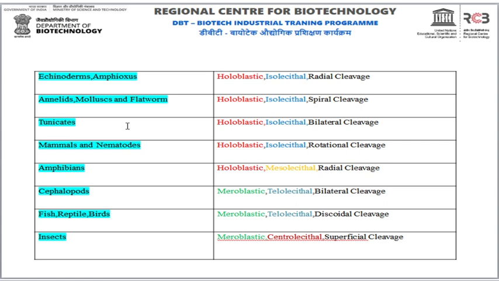Cephalopods have meroblastic bilateral cleavage. So tunicates have holoblastic bilateral cleavage, cephalopods have meroblastic bilateral cleavage, and fish, reptiles, and birds have meroblastic discoidal cleavage. Insects have meroblastic superficial cleavage, and in insects the centrolecithal egg is present.